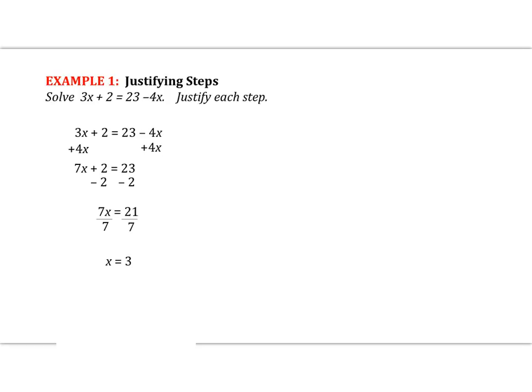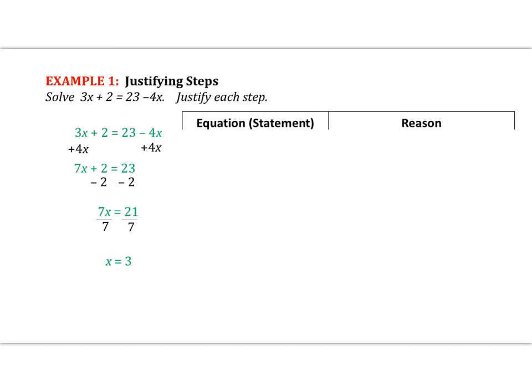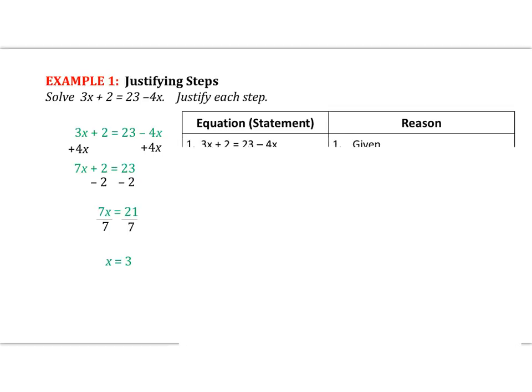Well, you're going to do all of that, but this time you're going to show each step with a justification. So I've highlighted the main steps in green, and all of the black is the steps that we took to undo operations. In other words, do our inverse operations. Well, now with proofs, you're going to put it formally: equations or statements on the left side and your reasons on the right side. So let's fill in our table here.